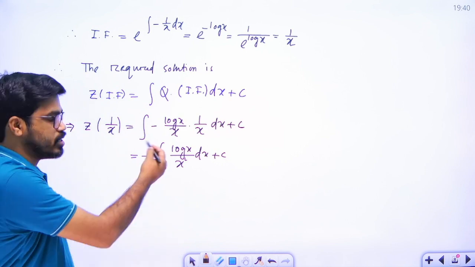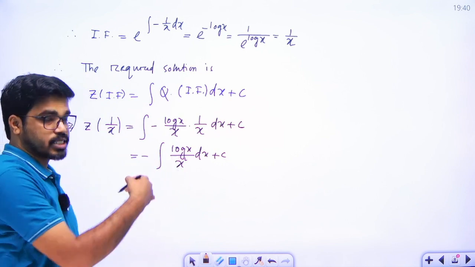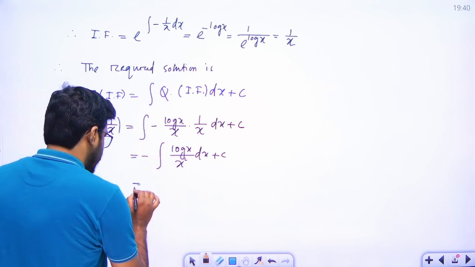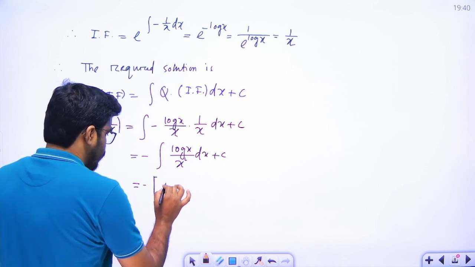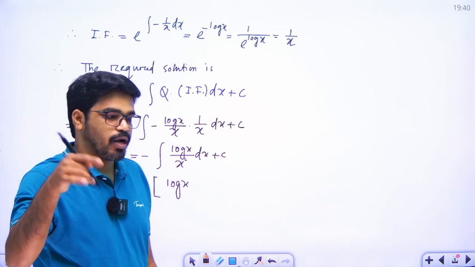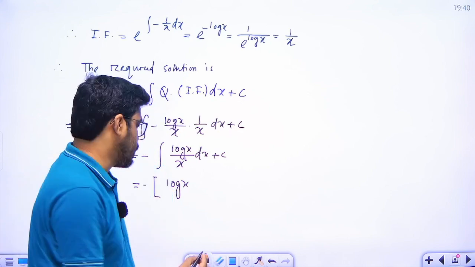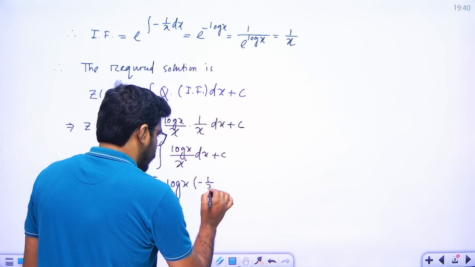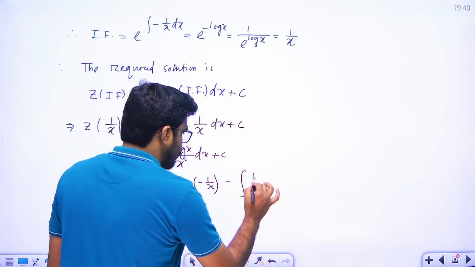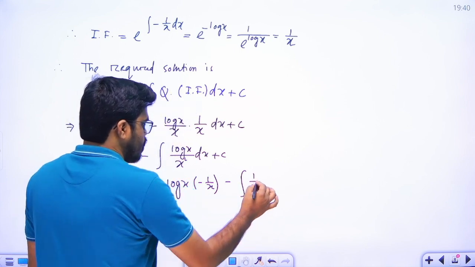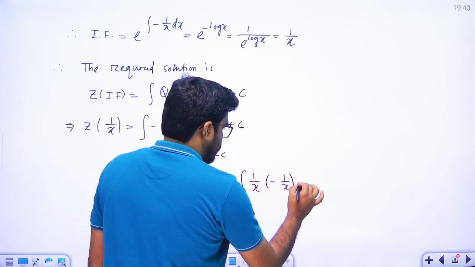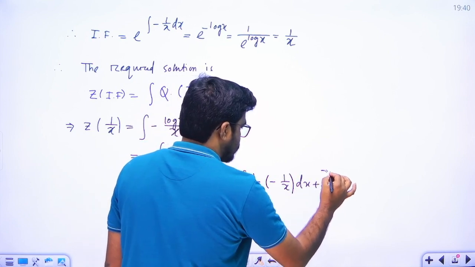Okay, so we have to integrate this. Consider log x as the first function and 1 by x square as the second function, so minus first function into integration of second. So integration 1 by x square dx, that is minus 1 by x. First function into integration of second, minus integration of d/dx of first, log x derivative, that is 1 by x, into integration of second, 1 by x square integration, that is minus 1 by x dx plus c.